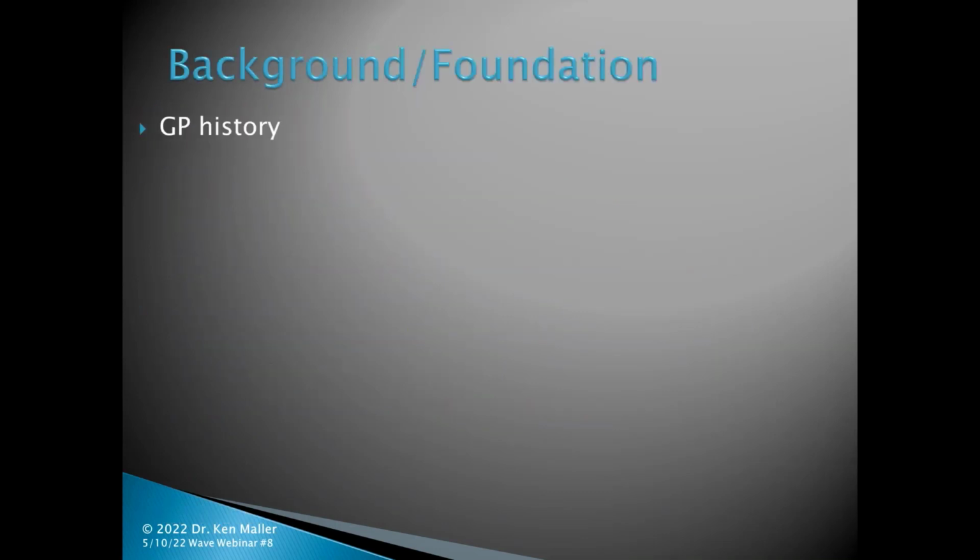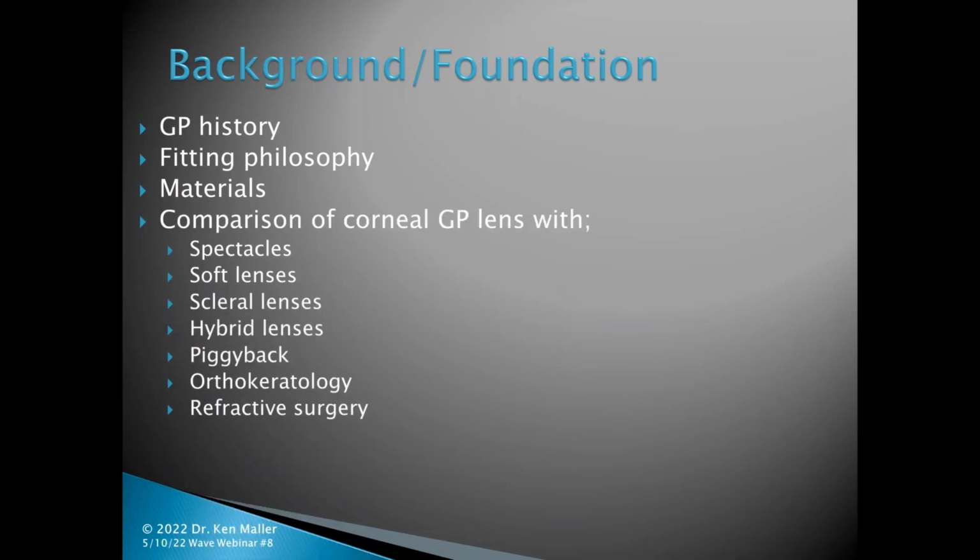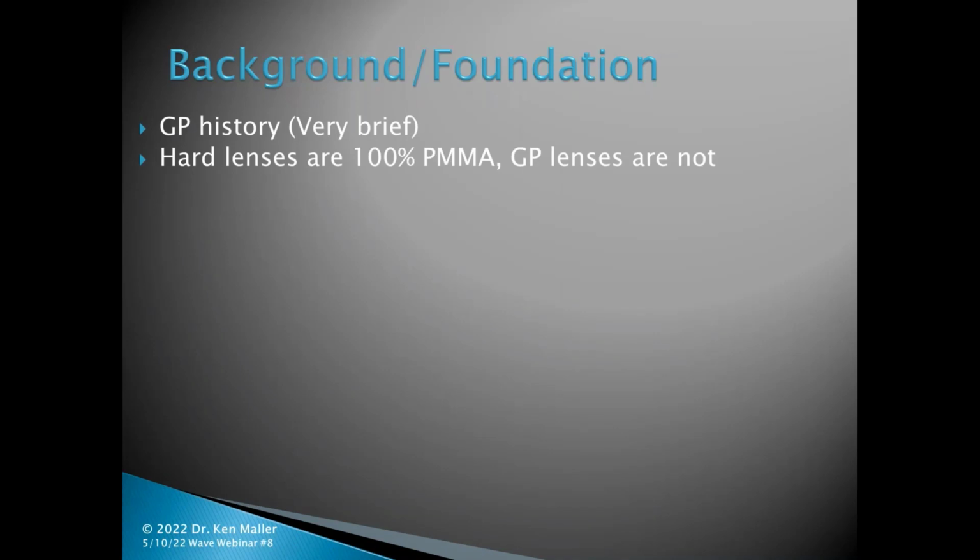Okay, so I decided to start with a little background foundation, just so we're on the same page here. So just a very brief history of GPs. Fitting philosophies, the materials that are used. I want to compare corneal GP lenses with these other forms of correction: spectacles, soft lenses, scleral lenses, hybrid lenses, piggybacks, orthokeratology, and refractive surgery. And I also want to answer the question, who would benefit with a corneal GP lens?